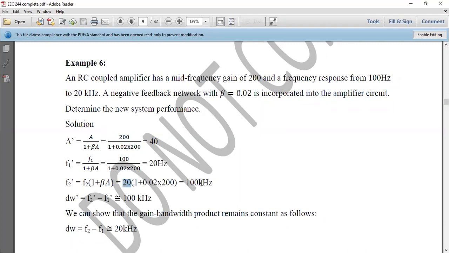So for that reason, the answer we're going to get here, we're going to put kilo with it. Otherwise, if you don't want to do it that way, you could write 20 times 10 raised to the power 3 here. You can add it, and then you will get 100,000 as your answer. So the answer is 100 kilohertz.